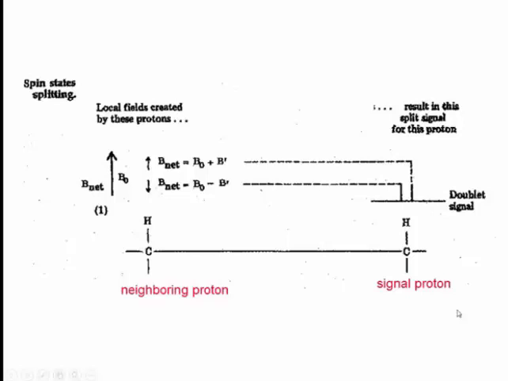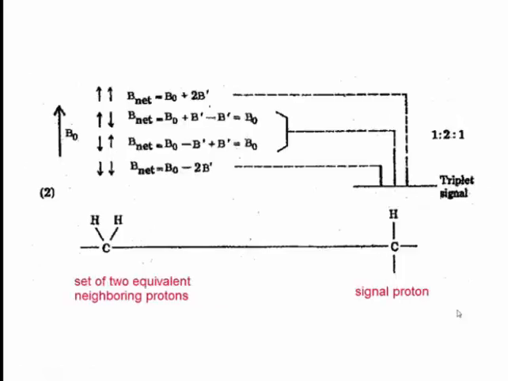All right, let's look at another situation. In this diagram, we're going to assume that we have one signal proton as before. The carbon attached to it this time bears two hydrogens. These we'll regard as two equivalent hydrogens, two equivalent neighboring hydrogens.